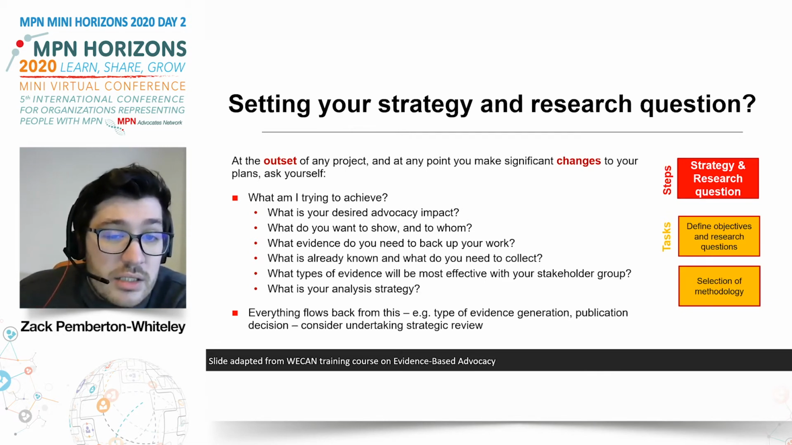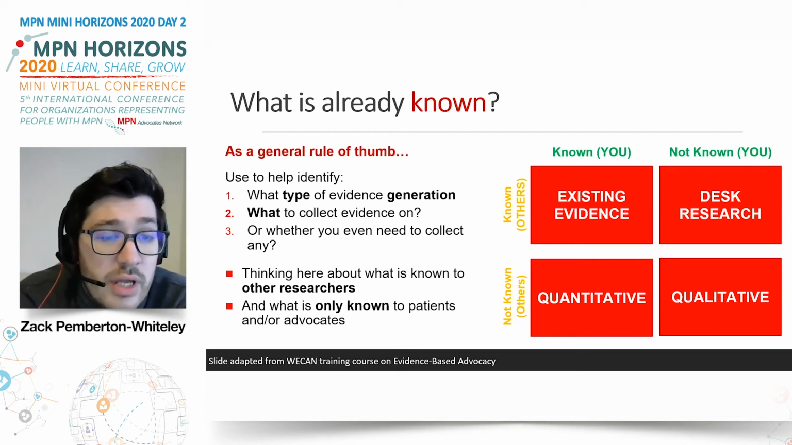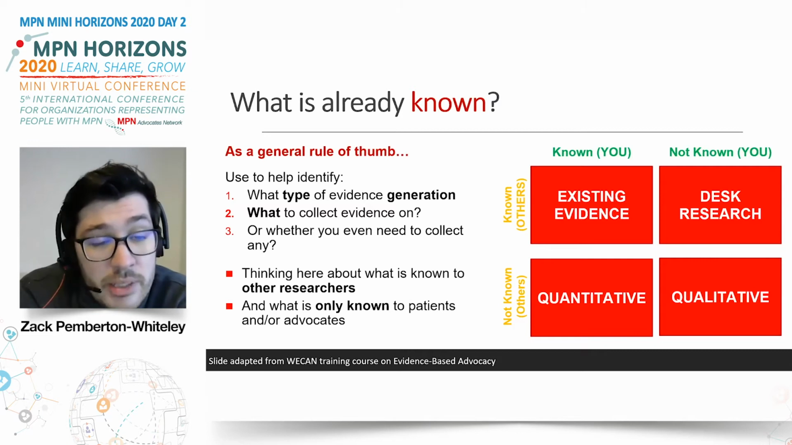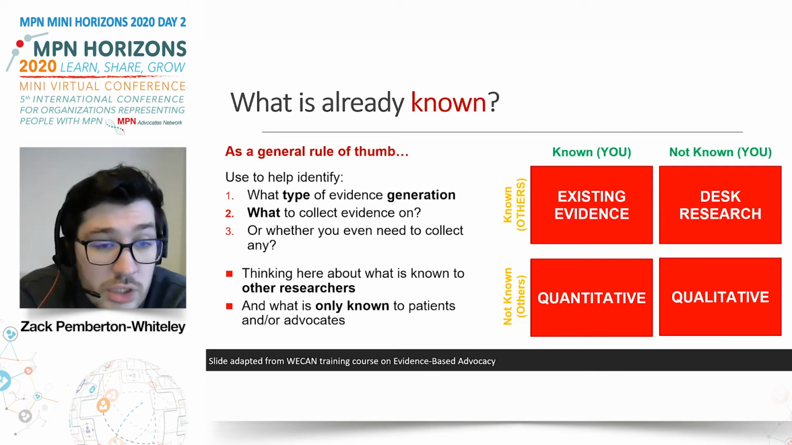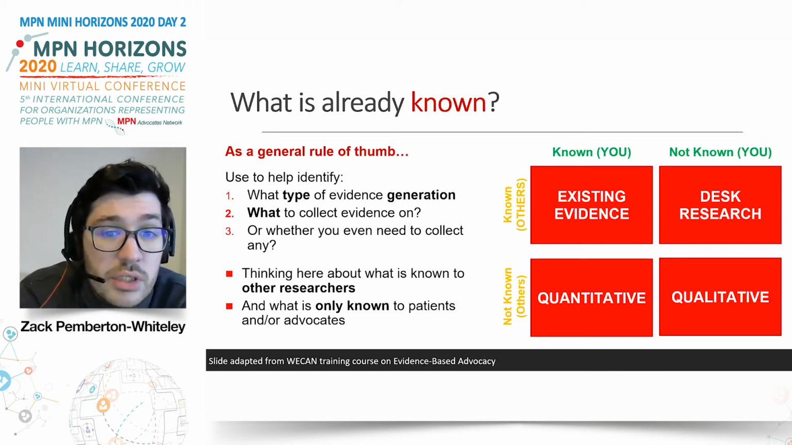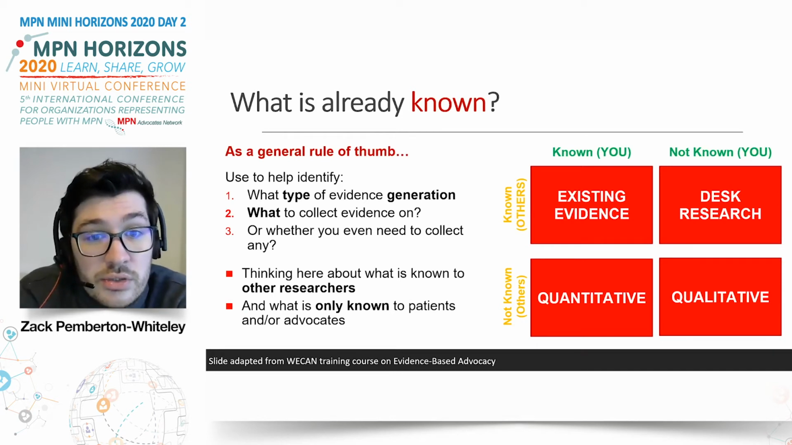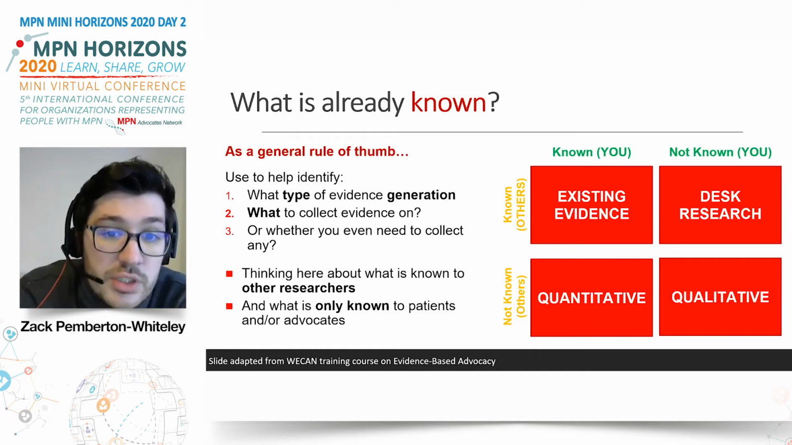Everything comes back to this question, and that drives the type of project that you should be doing. So what is already known, and then what kind of evidence project you need to do? This is just a rule of thumb that's right most of the time. If it's already known to you and it's already known to others, use the existing evidence. You don't need to run another project. If it's known to you but not known to others, then you probably need to have quantitative evidence such as surveys to demonstrate a point you already know to be true, but to quantify it and prove it to others.